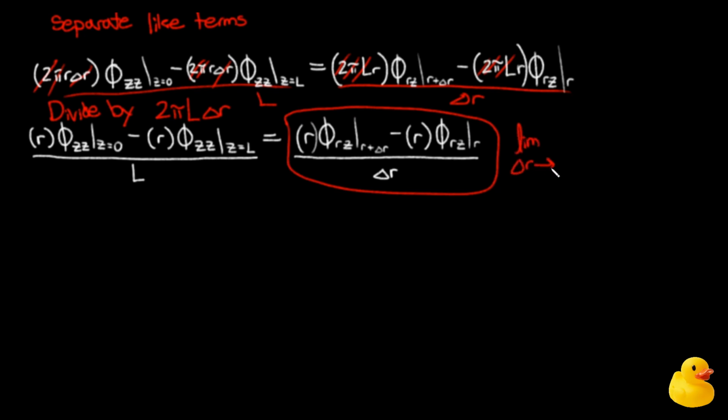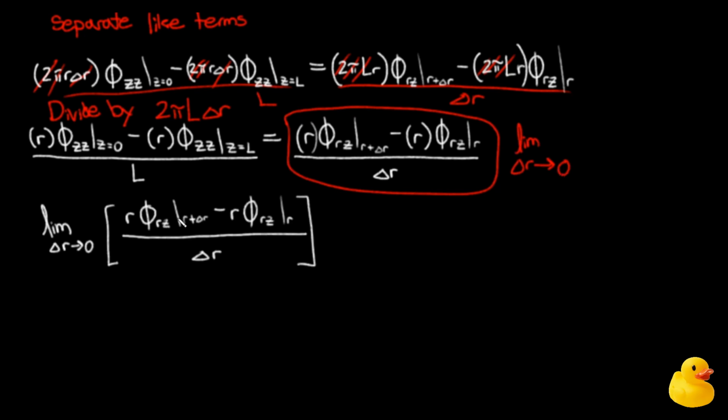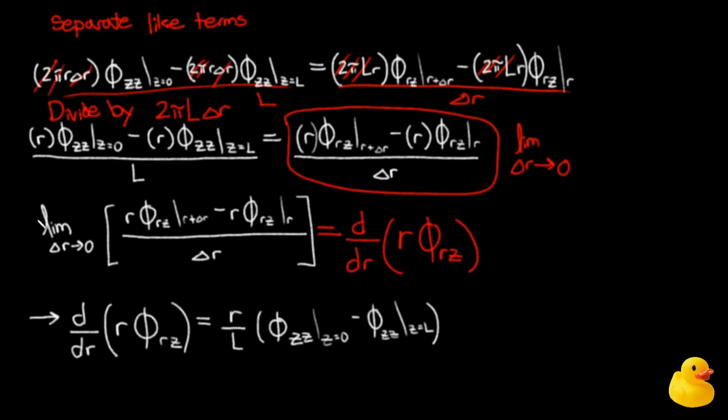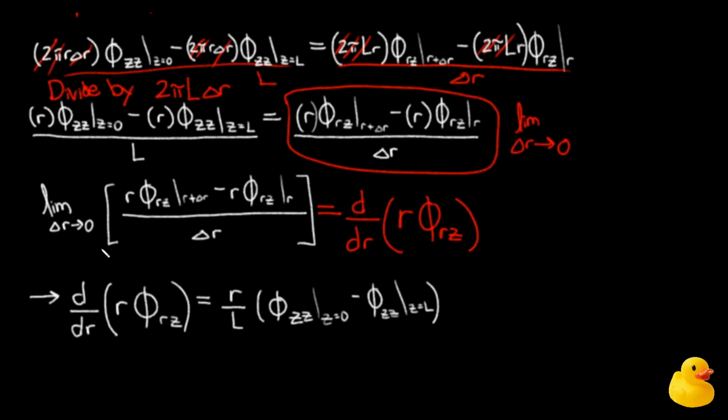Okay, now the next step, we can take this term here and apply a limit as delta R approaches 0. Now this is actually the definition of a derivative, if you guys remember from pre-calc. So this will become d/dr of r phi rz. So now I just moved it to the left hand side and we still have our right hand side right here. Now we're going to work on our right hand side.